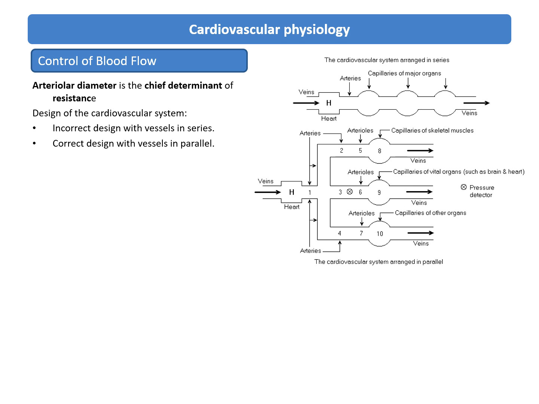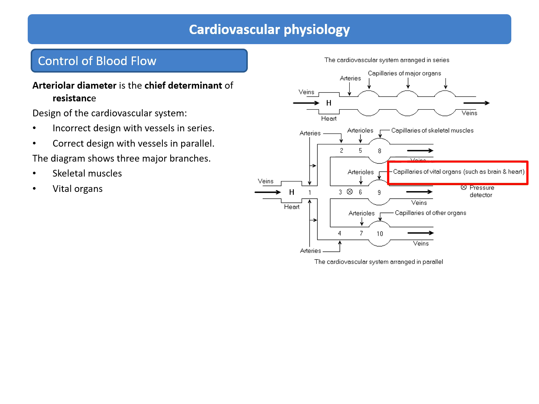Instead, the correct design of the vessels is in parallel. Now, this is a simplified look at the branches of the cardiovascular system. Notice the heart pumps blood through a single vessel, arteries. The vessel branches into three, and then the blood travels through capillaries of certain parts of the body. The three main branches are the skeletal muscles, the vital organs such as the brain and the heart, and the other organs of the body.